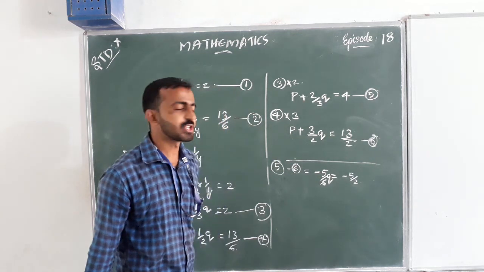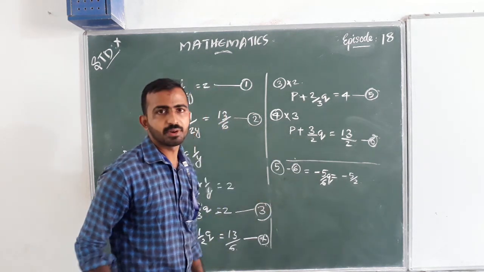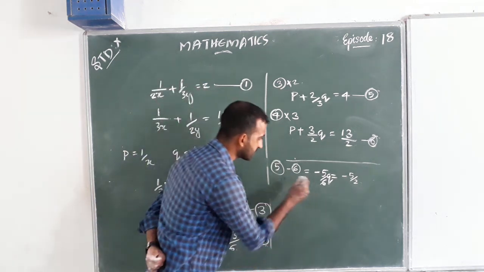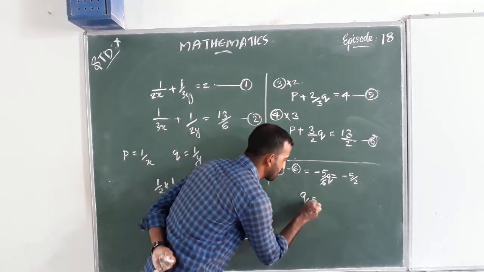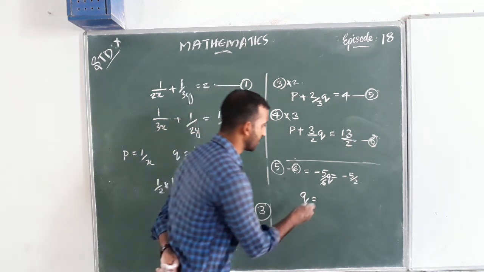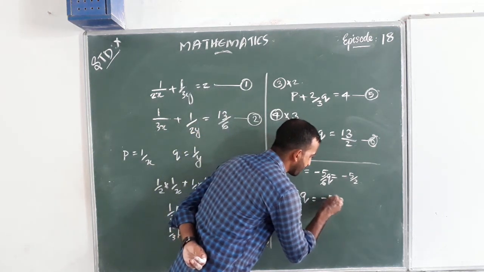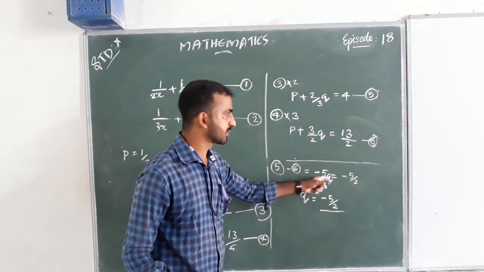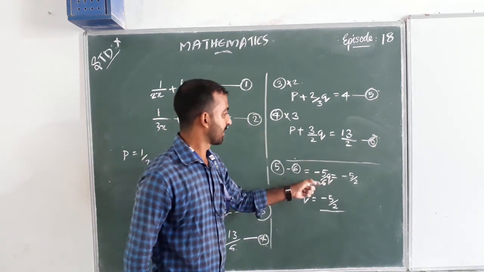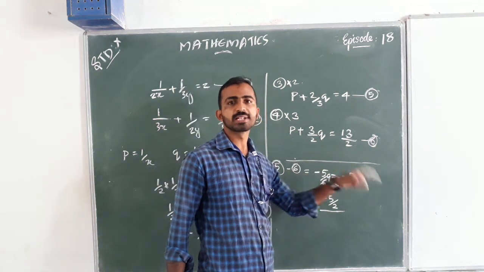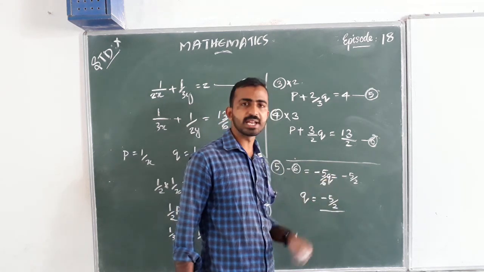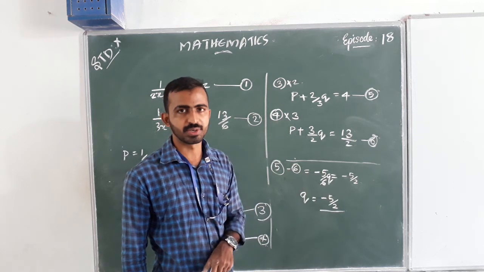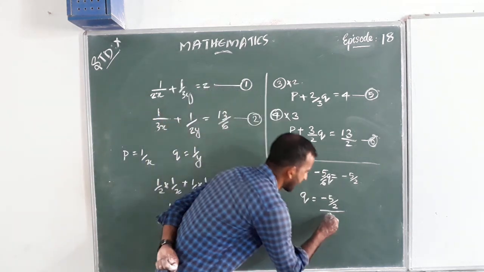And in the next step, what do we write? We want to write Q equal to negative 5 by 2 divided by, because here the operation is multiplication, so when it goes to the right side of the equal sign, the operation changes to division.